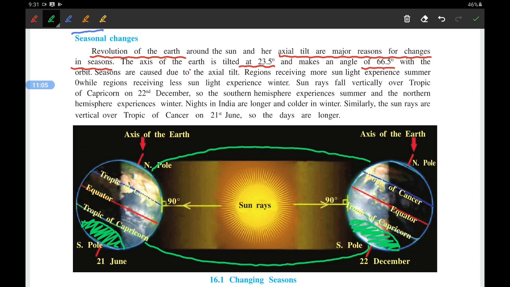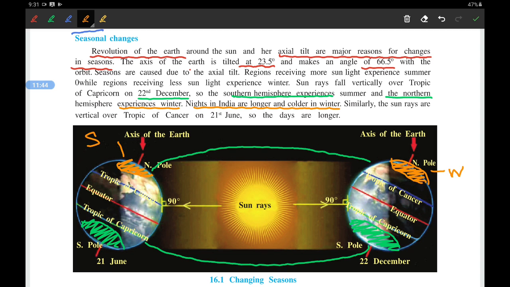Okay, and that's why you can see here, on 22nd December, the southern hemisphere experiences summer and the northern hemisphere, now here also you can see the same way, this portion is continuously in dark and that's why it will be winter there, and here the same portion is in light, that's why it will be summer there. Okay, see, the northern hemisphere experiences winter. Nights in India are longer and colder in winter.